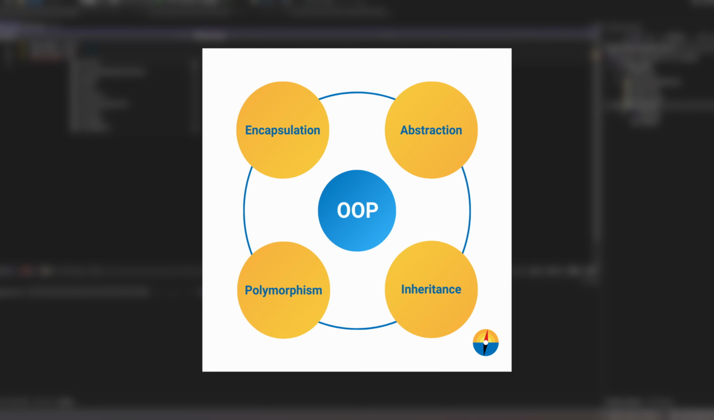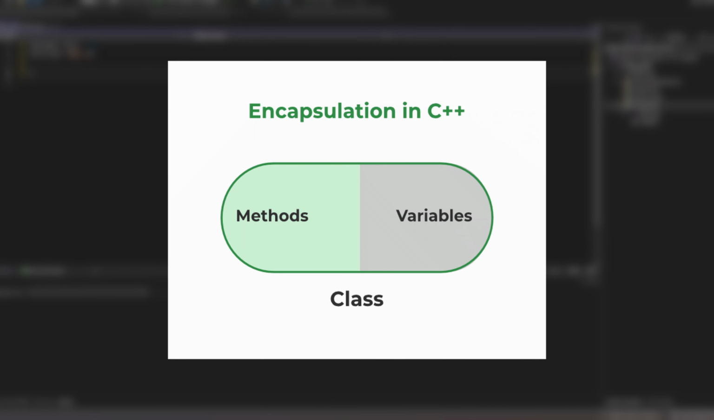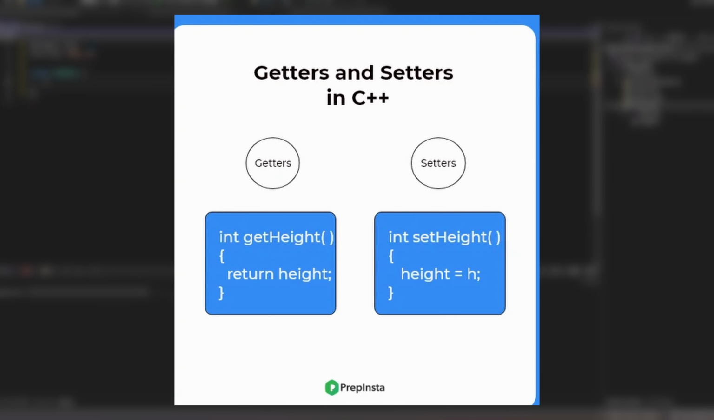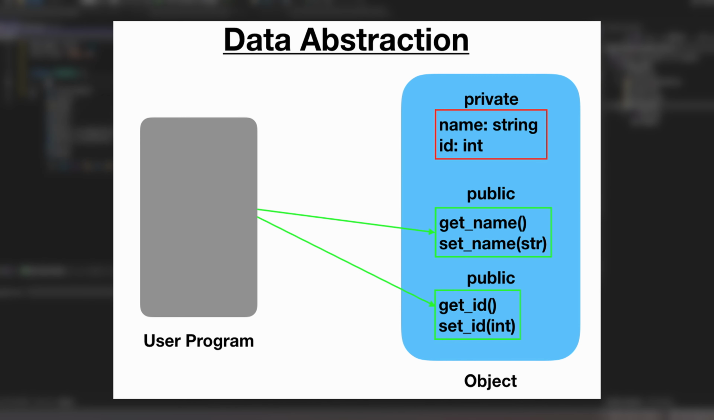So instead, to avoid this, I want to use object-oriented programming. There are four pillars in OOP: encapsulation, abstraction, inheritance, and polymorphism. Encapsulation is a concept of hiding the internal data of an object. The only way to access the data is through methods mainly called setters and getters.